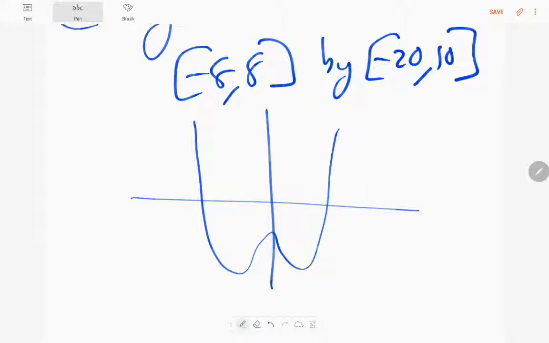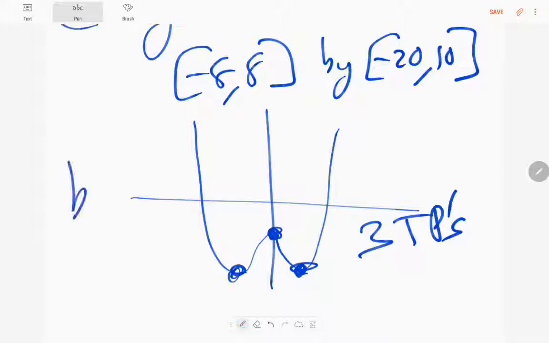How many turning points does the graph have? Well, in another video we said that a turning point is essentially just a peak or a valley. This one appears to have 3 turning points. Part C, could the graph have more than 3 turning points?